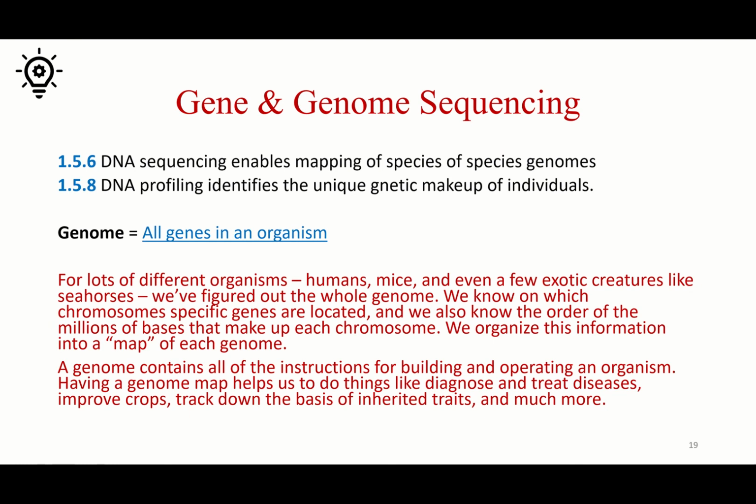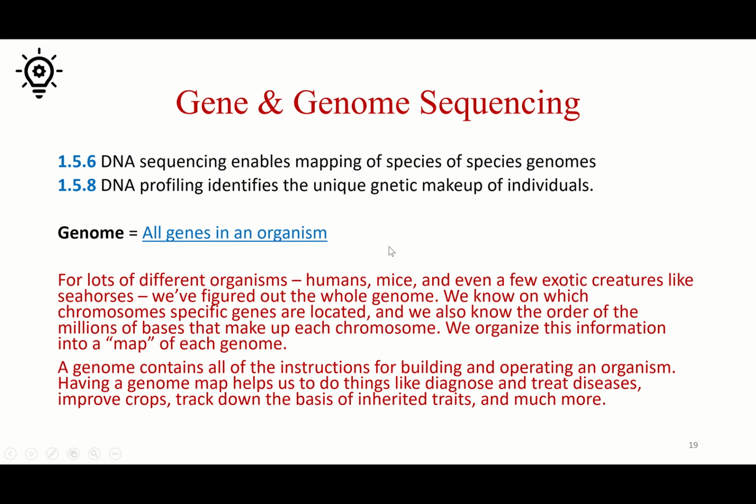Gene and genome sequencing. 1.5.6: DNA sequencing enables mapping of species genomes. That's a bit of repeating there. 1.5.8: DNA profiling identifies the unique genetic makeup of individuals. And I see some typos there.